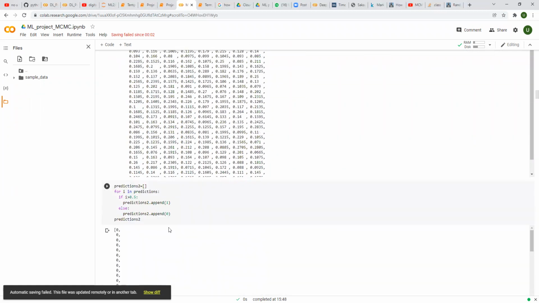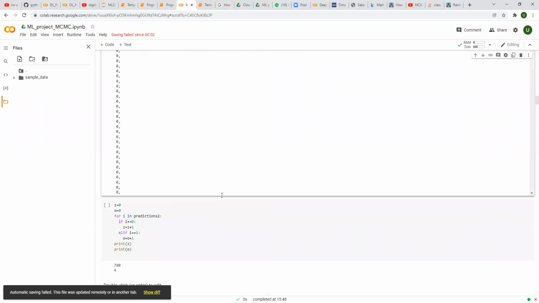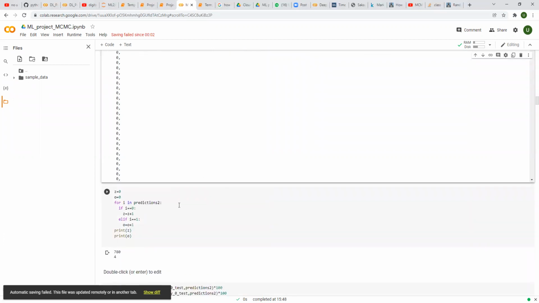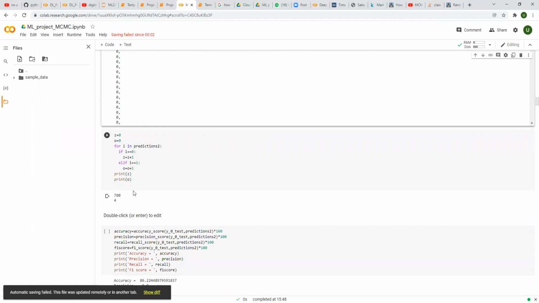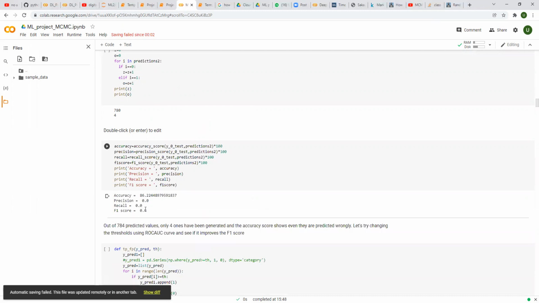Now we have used the default value of 0.5, because that's what all the machine learning algorithms do. Anything above 0.5 will be 1, and anything below will be 0. The results were not very accurate, because we can see over here that out of 784 test samples, only 780 were predicted as 0 and 4 were predicted as 1. And these 4 were also wrongly predicted, so they're not correct values. We can see this because the precision, recall and F1 score are 0. However, the accuracy is 86% because all of these are zeros.